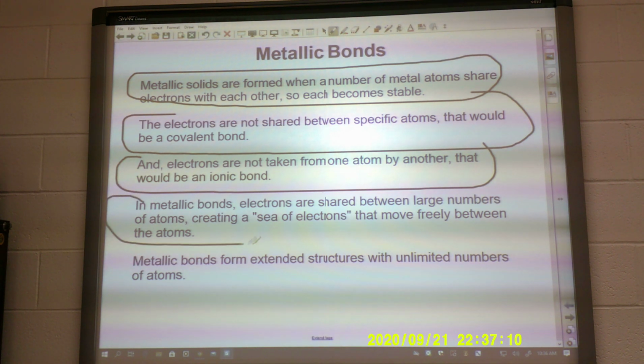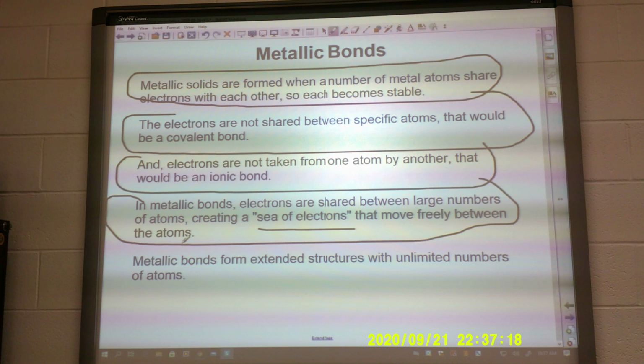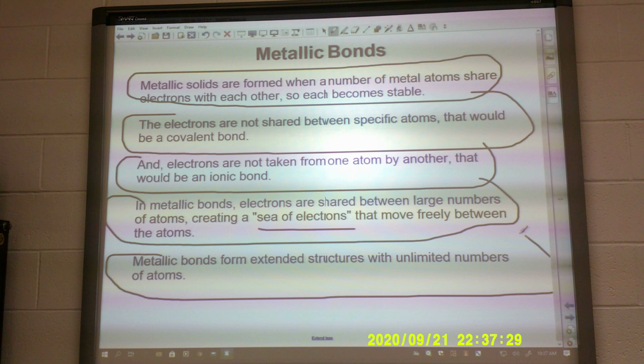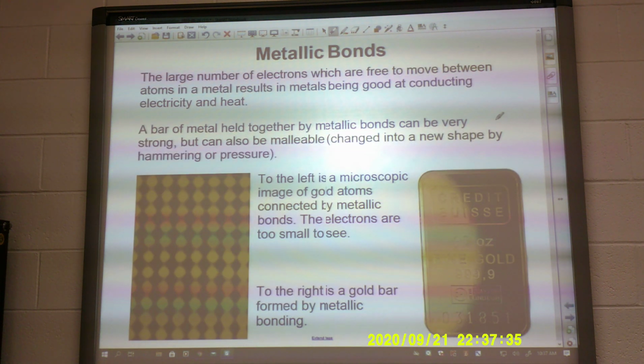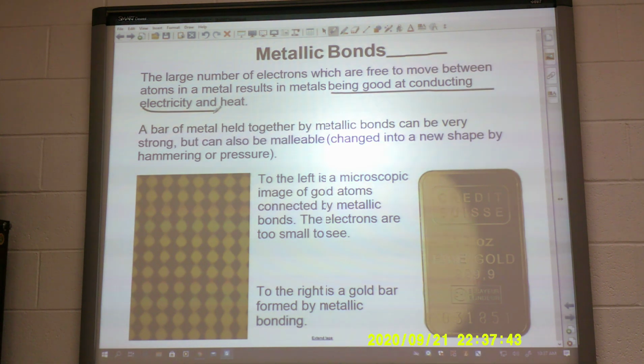In metallic, they are shared between large numbers of atoms, creating a sea of electrons that move freely between the atoms. So basically it's like they're all pooled in there together, and whichever one needs it, uses it at that time. Metallic bonds form extended structures with unlimited numbers of atoms. A large number of electrons, which are free to move between atoms in metal, result in metals being good conductors, conducting heat and electricity.